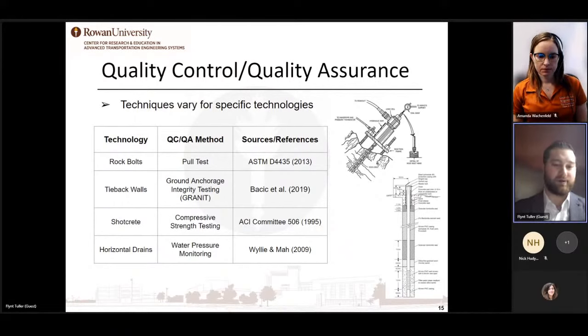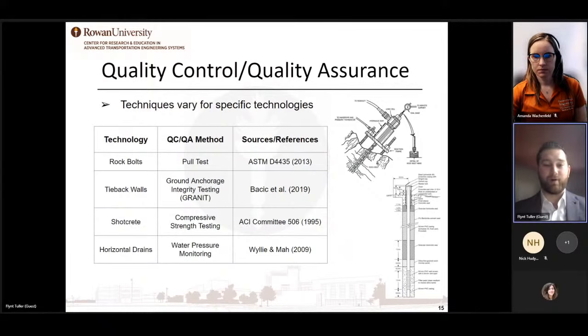For our Shotcrete, we have our compressive strength testing for the concrete used inside there. The source for this is the American Concrete Institute. It's another one that's been around for a while, widely accepted specification. So there's more reliability with that as well. But then going to the horizontal drains, we're going back again, similar to tieback walls, you have a water pressure monitoring method, but this is coming from the rock slope engineering textbook that is on its 5th or 6th edition now. And while that's a widely accepted source, it's not held in the same weight as some of these other specifications.